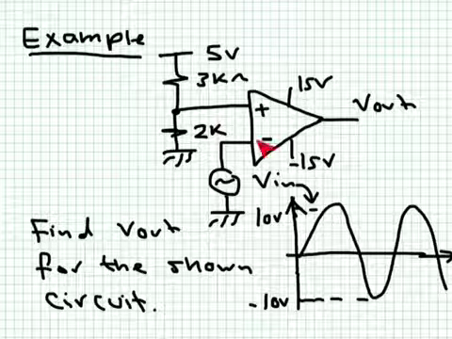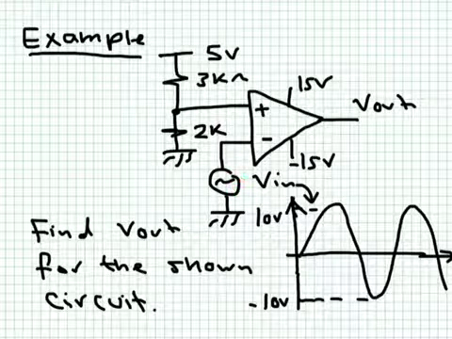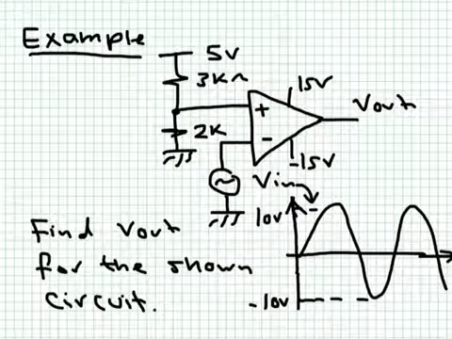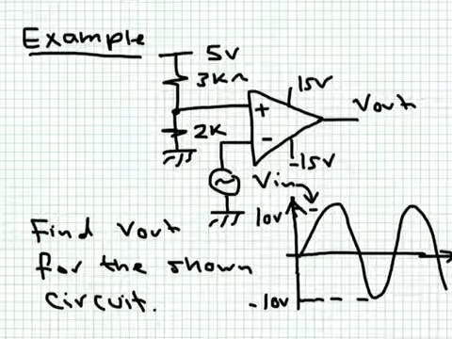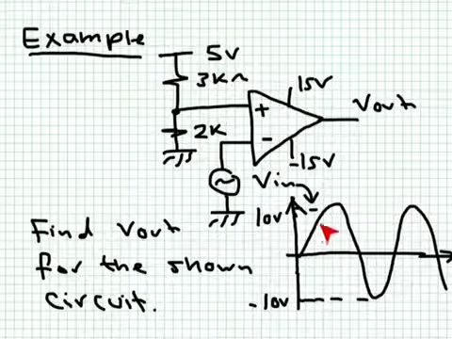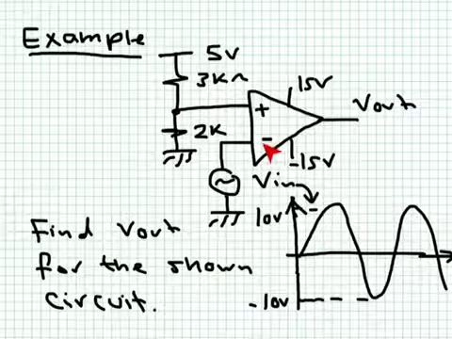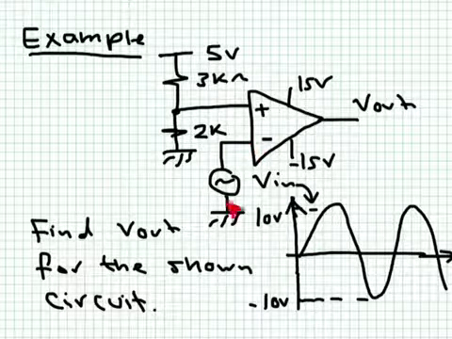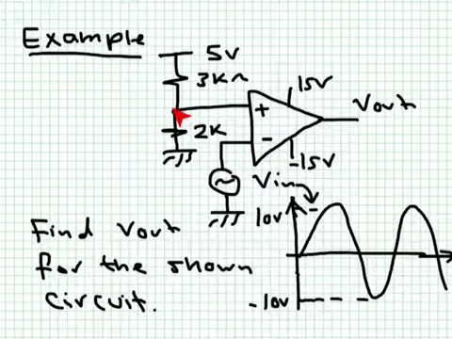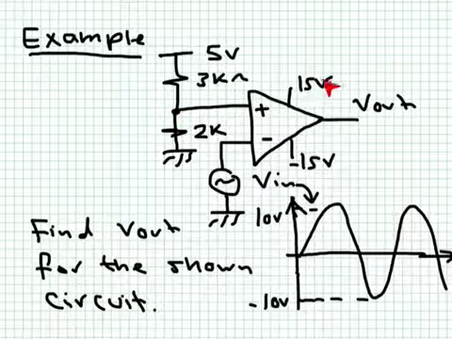So when the input exceeds the voltage here, then the output will drop to minus VCC. If the input exceeds a certain value, the output will drop to minus VCC. Now when V minus drops below this reference voltage, then the output will saturate at 15 volts.